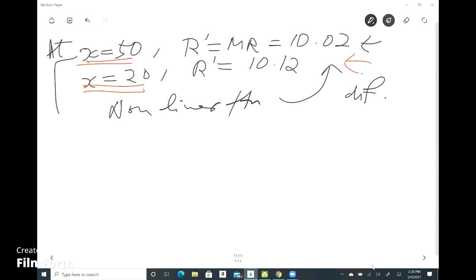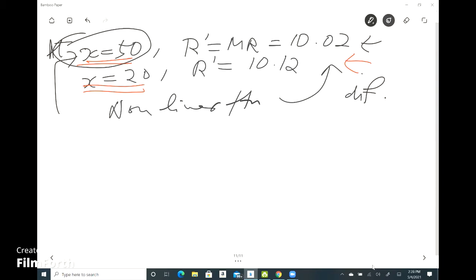Interpret this one. At x equal to 50, how do you interpret the marginal revenue? Anybody? When x increases by 1 more unit, the revenue will increase by 10.02 at x equal to 50. Okay, everybody got that? So you have to state where the derivative is taken, but the interpretation will be similar to the earlier interpretation.